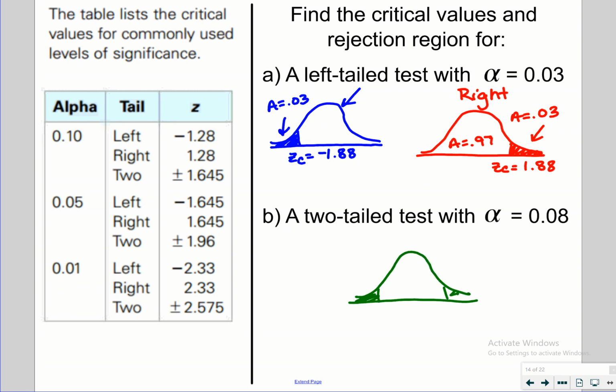So that means we're going to divide it in half. 0.04 is on the left and 0.04 is on the right. So I'm just going to look up the one on the left, and I know I'm going to get opposites here, one positive, one negative. So if I look up 0.04, how close can I get? 0.0401, and that is at negative 1.75, so plus and minus 1.75 would be the critical values of z that we would use for those rejection regions.